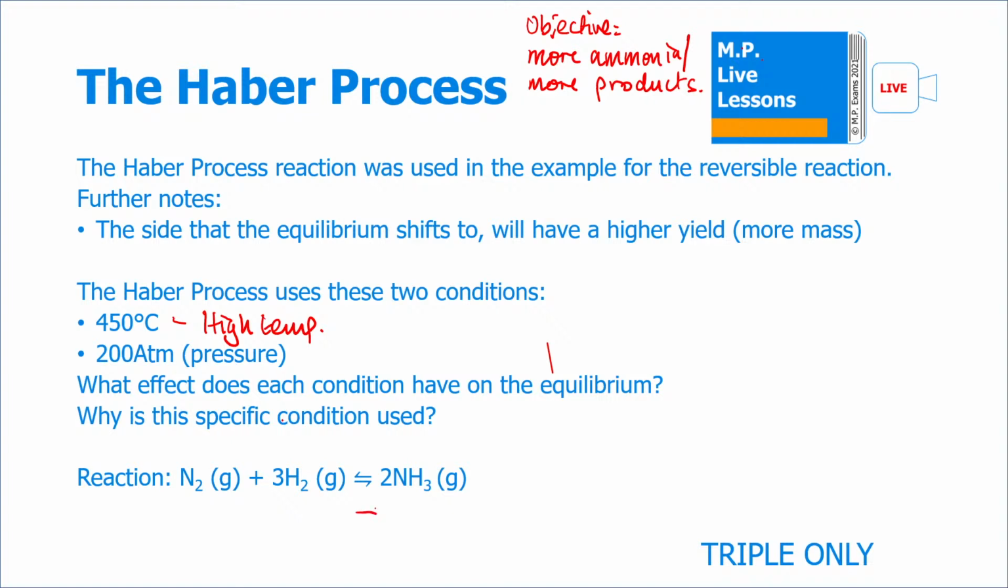And even then, we need to ask why these specific conditions are used. For example, 450 degrees Celsius is a high temperature. And remember that the forward reaction is exothermic, and the backward reaction is endothermic. So if we've got a high temperature, that means the system will counteract by decreasing the temperature. That means the endothermic reaction happens faster.